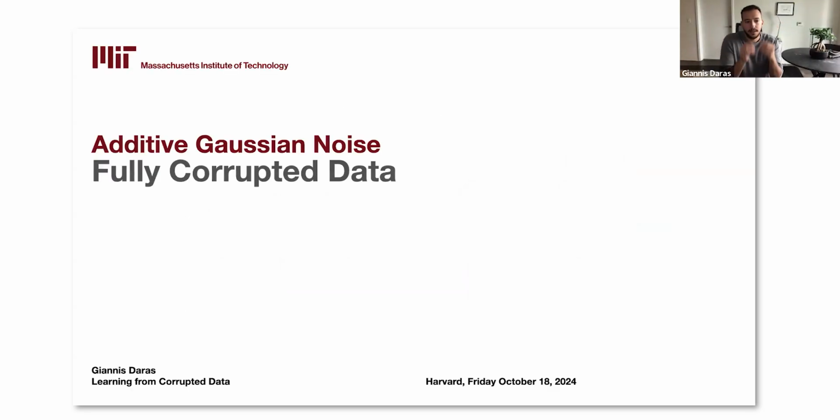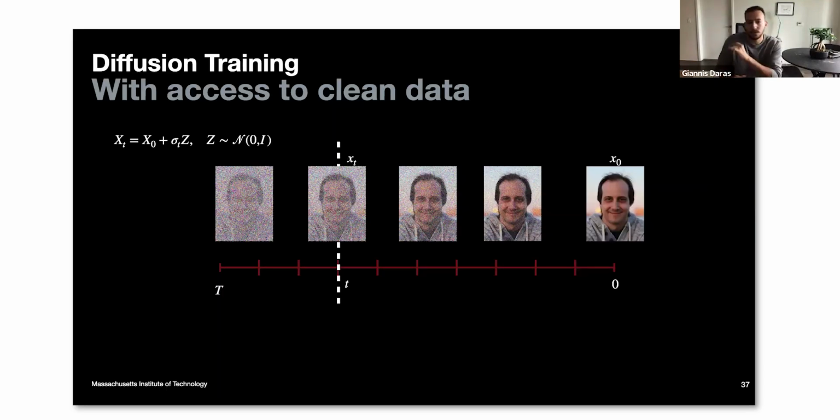So let's start with the fully corrupted data setting, and let's see how you normally train a diffusion model. Normally when you train a diffusion model, you start with some clean images. Here, for example, is an image of Professor Torralba from MIT. And then you noise it at different levels. At a specific noise level T, you train your model to predict X0, the clean image, given XT, which is a noisy version of X0. So that's how you normally do it.